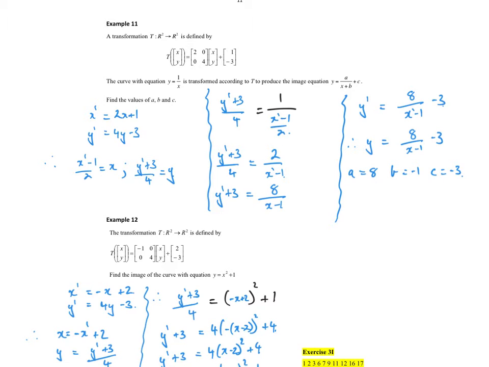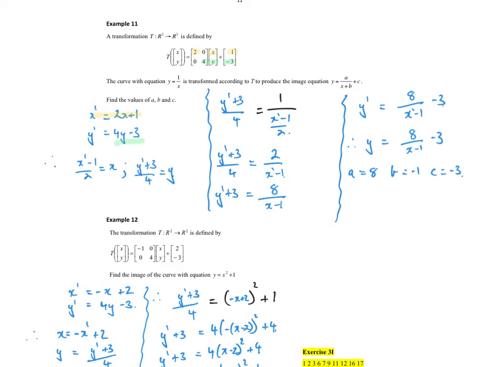So again, we just multiply out our matrix. So 2x plus 1, and then we get our 4y minus 3. So we have 4y minus 3 and our 2x plus 1. They're the new x value and new y value.